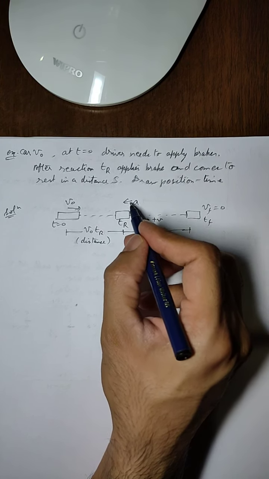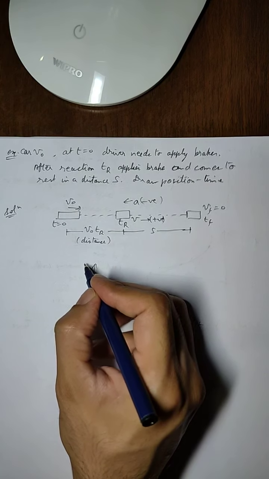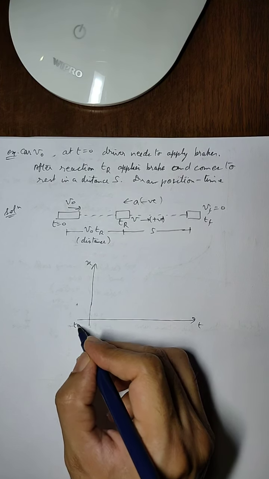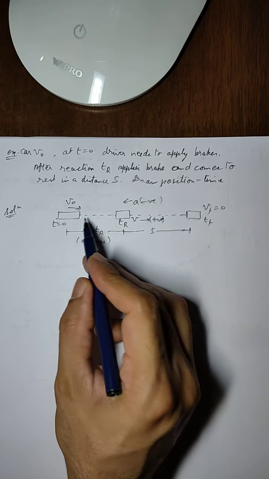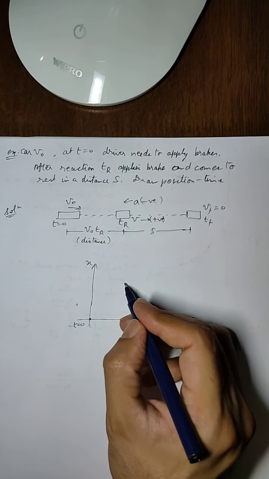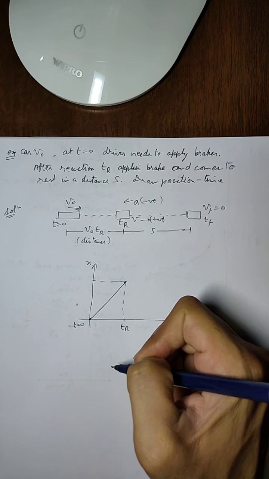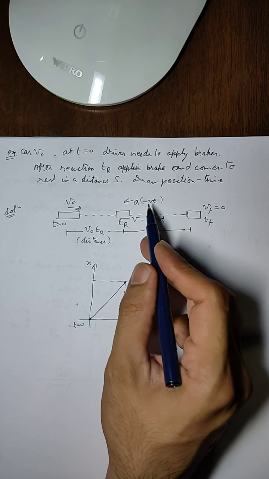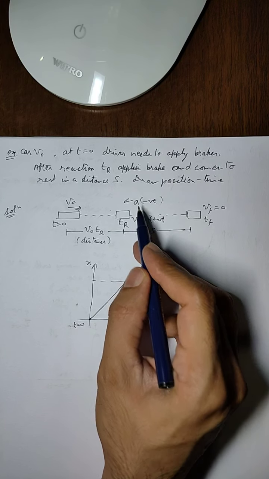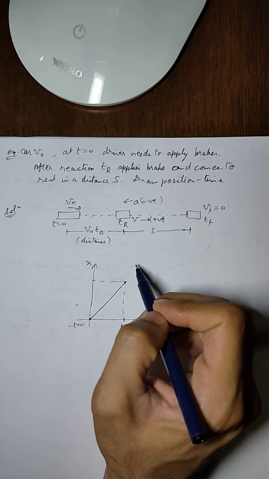Now if we need to plot this graph, then at t equals 0 the car was here, and from t equals 0 to tr it is moving with a constant velocity, so let us say this is tr. It is moving with a constant velocity, so it will be a straight line. After here he applied brake, and there is an acceleration in negative direction, but the car is moving in positive direction, so since both of them are of opposite sign, it is a retarded motion.